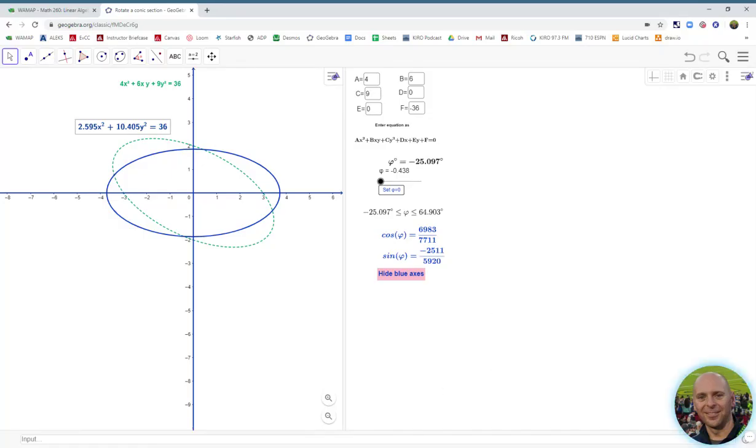So that should give us a little bit of an idea about how we can visualize rotation of axes.